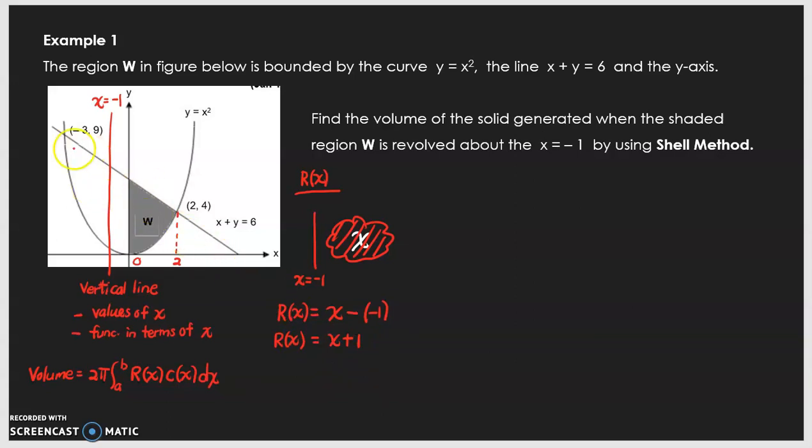If the shaded region is on the left hand side, then it's -1 minus x. So it's right minus left. So it's x, the shaded region, minus -1. So it's x plus 1.